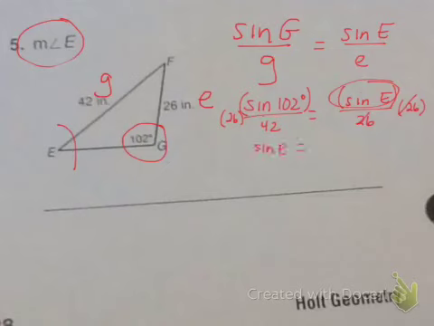What do we have left on the left side? Well, we have a 26 being multiplied by a sine of 102, then being divided by a 42. So the measure of angle E is equal to the inverse sine of, as usual, whatever that is in our calculator. So if you're trying this out, use your phone if you have to. Inverse sine of 26 times the sine of 102, close parentheses, divided by 42. And you should get approximately 37 degrees.